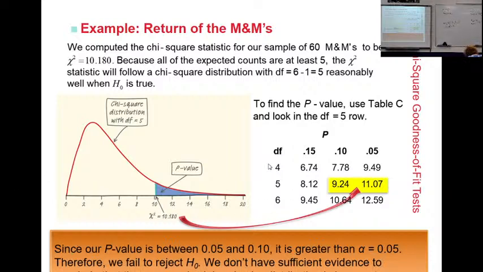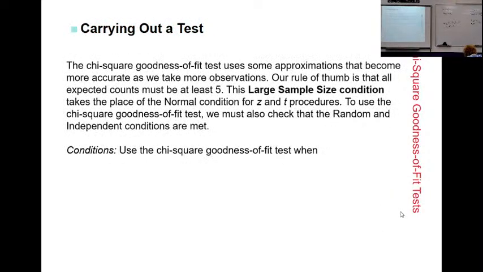All right. Here come your conditions. And we have a substitution, because this distribution, since it's so right skewed and is dependent on our degrees of freedom so much, is not a normal condition. So the normal condition is getting replaced. We still have random and independent, but the normal condition is getting replaced. Use the chi-square goodness of fit test.